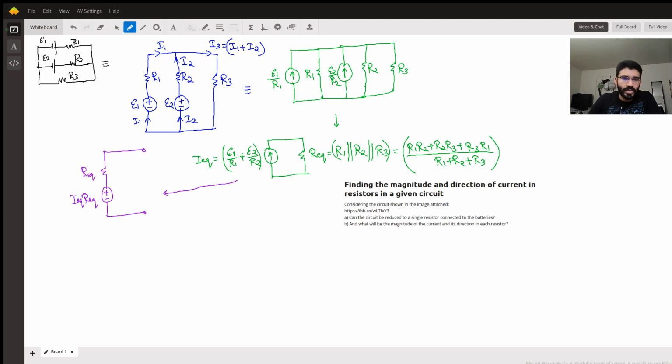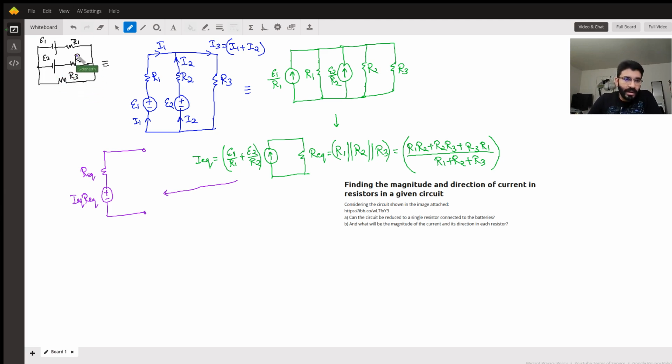I'm a Wyzant tutor. My expertise is electrical engineering, electromagnetic field theory, mathematics, and physics. So, for solving this problem, we have been asked if the circuit can be reduced to a single resistor connected to the batteries. We can do that by finding the equivalent circuit of the initial circuit by using the Norton equivalent and the Thevenin equivalent concept iteratively.